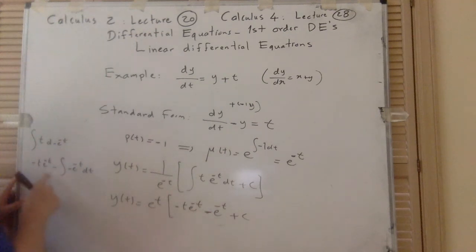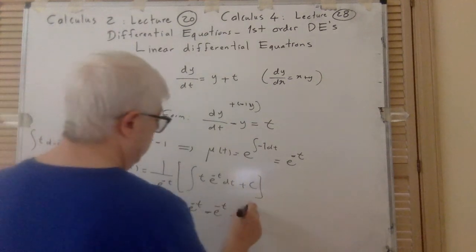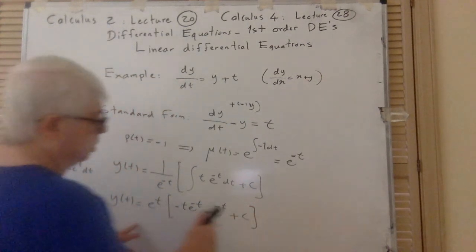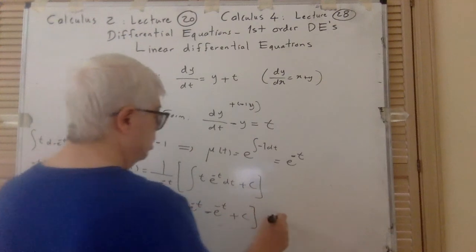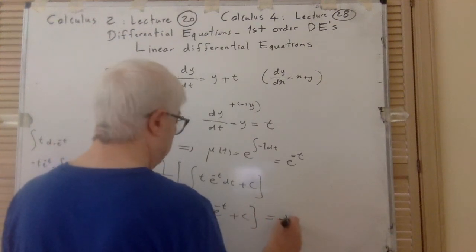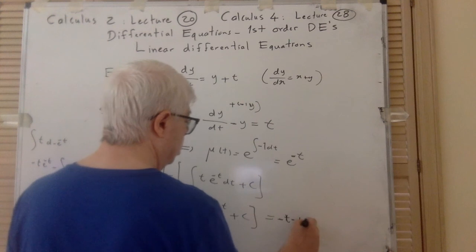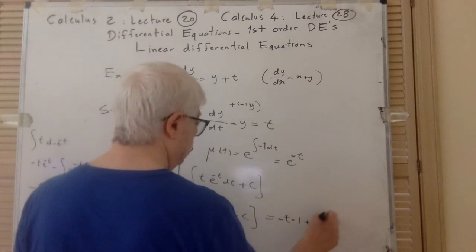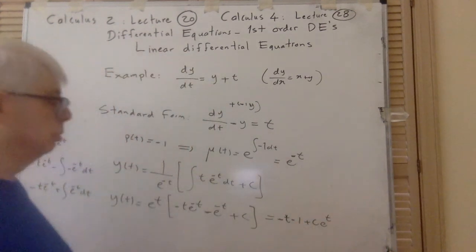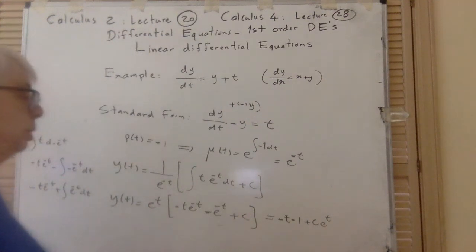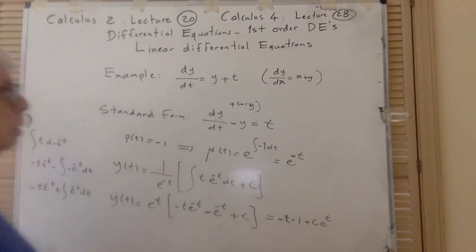Okay. So minus minus is plus, so I have minus t e to the power minus t plus integral e to the power minus t dt, and that's minus. So yeah, that's minus. If I multiply by e to the power t, I will get minus t minus 1 plus c e to the power t. And now if you are given an initial condition, you can find the constant c.